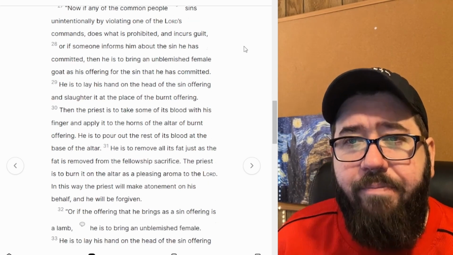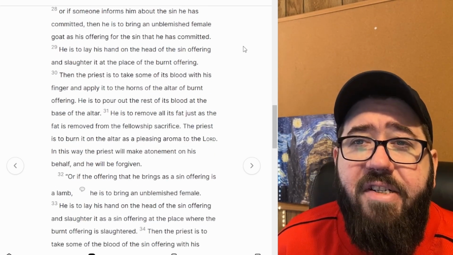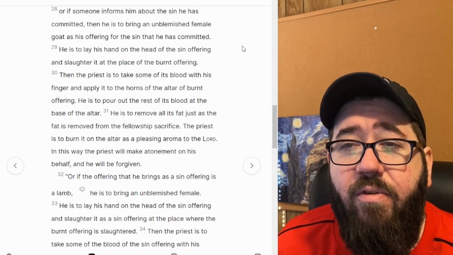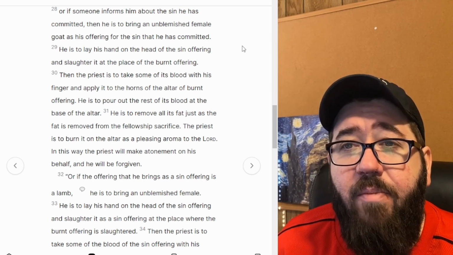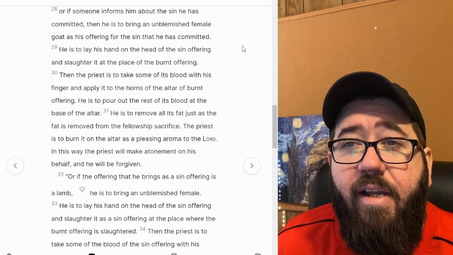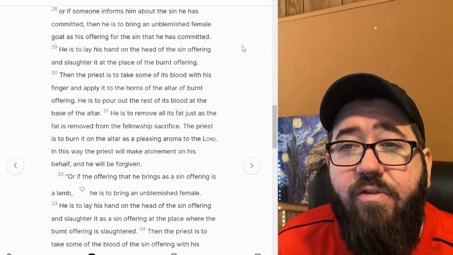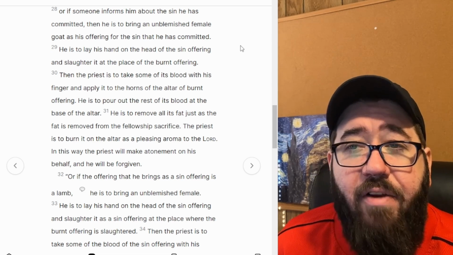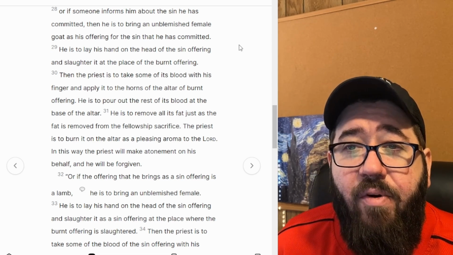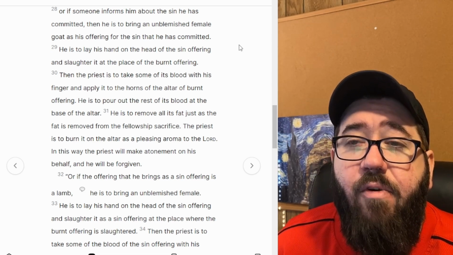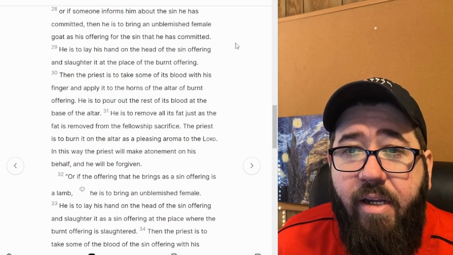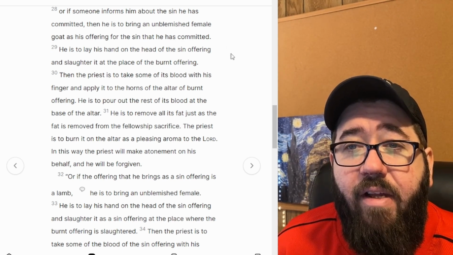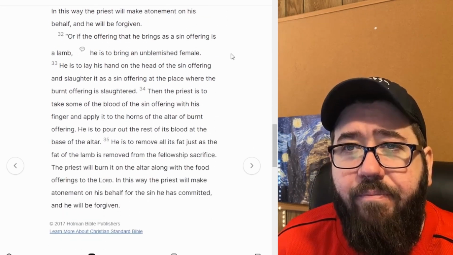Then the priest is to take some of its blood with his finger and apply it to the horns of the altar of burnt offering. He is to pour out the rest of the blood at the base of the altar. He is to remove all its fat, just as the fat is removed from the fellowship sacrifice. The priest is to burn it on the altar as a pleasing aroma to the Lord. In this way, the priest will make atonement on his behalf, and he will be forgiven.